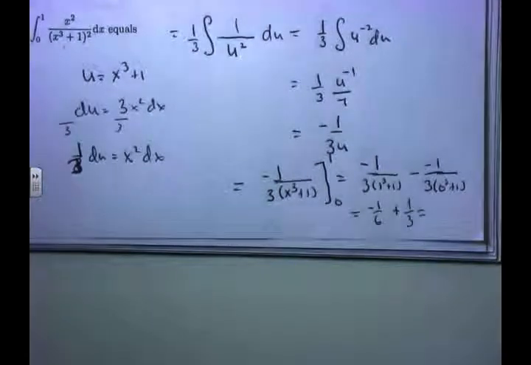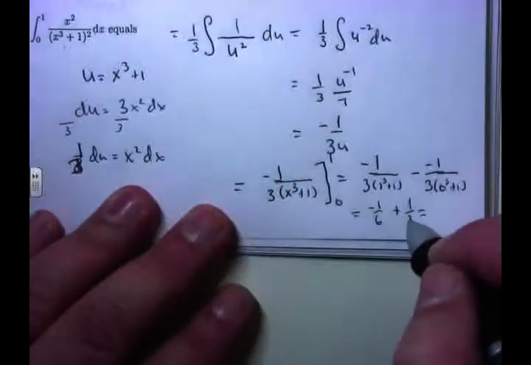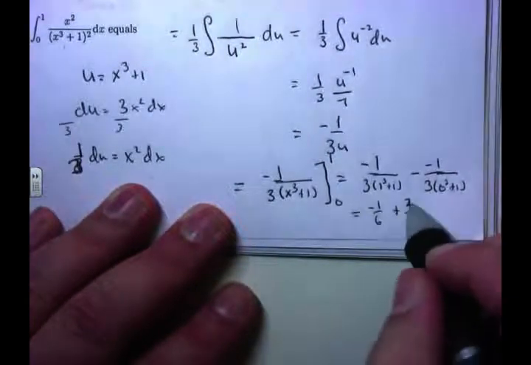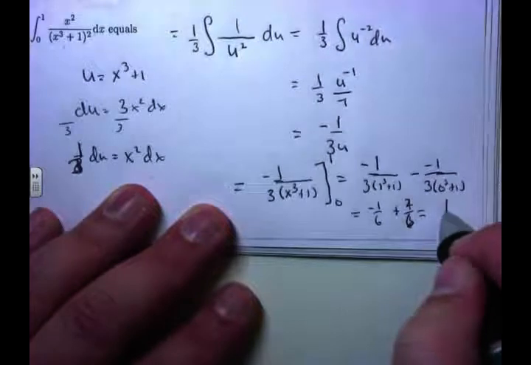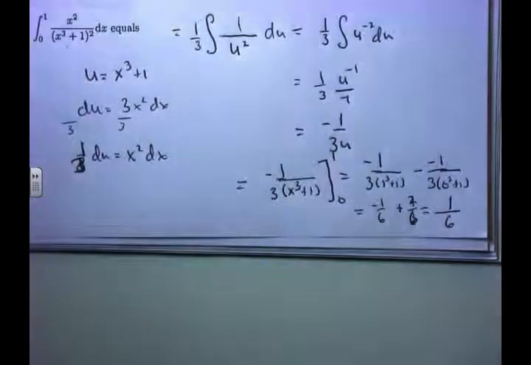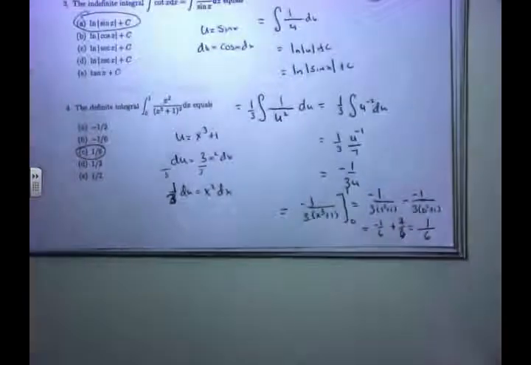Oh no, fractions and no calculator. God help. All right, negative 1 sixth plus 1 third. Easy fractions. If you need me to, I can get your common denominator for you. It'll be 6. So this 1 third would be 2 over 6. And negative 1 plus 2 is 1 over your common denominator 6. The answer is 1 sixth. The answer is C. Does that make sense?